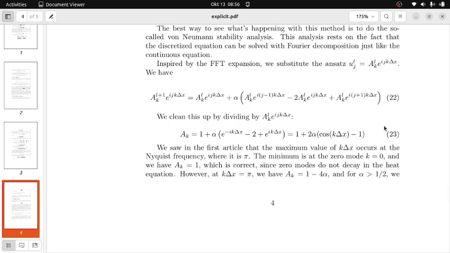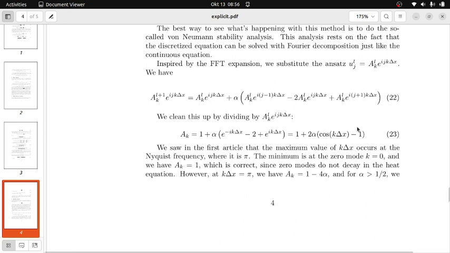Great. But we saw in the first video that the maximum value of k delta x occurs at the Nyquist frequency, which is pi. So for our sampled signal, the maximum that this can have is pi. And the minimum is at the zero mode, k equals 0. If we substitute k equals 0 here, cosine of 0 is 1, 1 minus 1 is 0, 1 plus 0 equals 1. So we know that the zero mode is 1 and the border of stability, but that is right, because the zero modes do not decay under the heat equation.